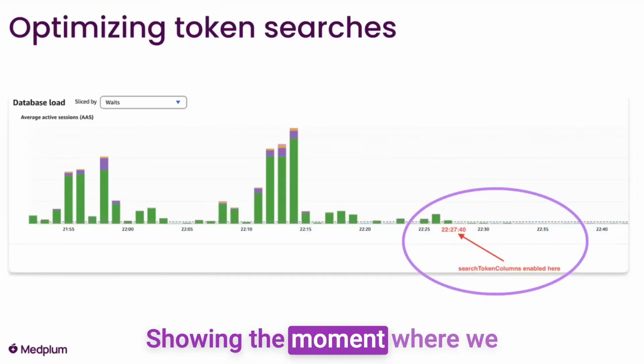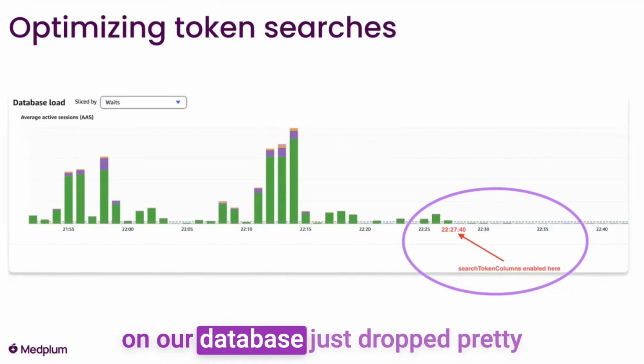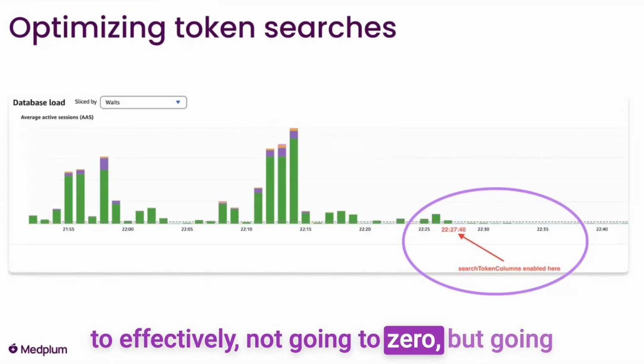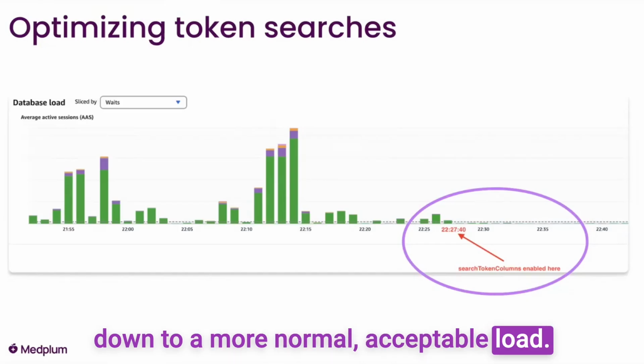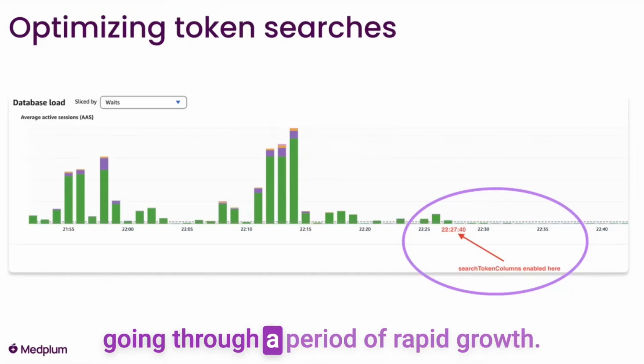And just showing the moment where we enable this new search approach, we can see here a graph of the load on our database drop pretty dramatically right when we turned it on, to effectively not going to 0, but going down to the more normal acceptable load versus the previous absolutely humongous spikes we were seeing as we were going through a period of rapid growth.